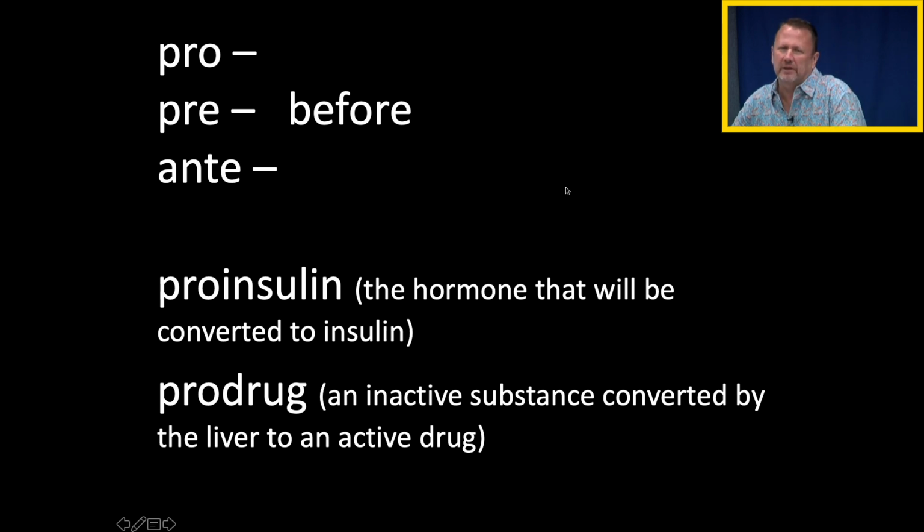All right, so proinsulin is the hormone that your body makes before it makes insulin. So it's proinsulin, and then it undergoes peptide cleavage, and then it's made into its final form, insulin. We talked about a prodrug. A prodrug is inactive until it's converted into its active form. And so here, pro quite simply means pre. It doesn't mean professional. It just means pre.